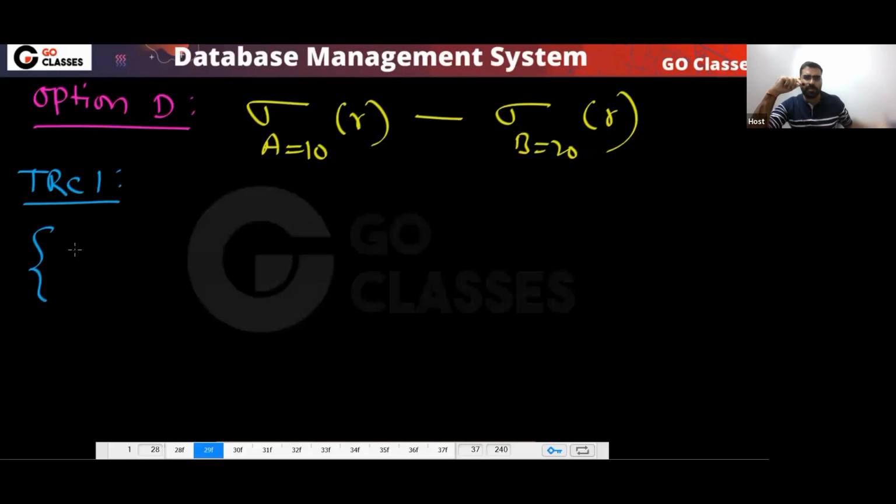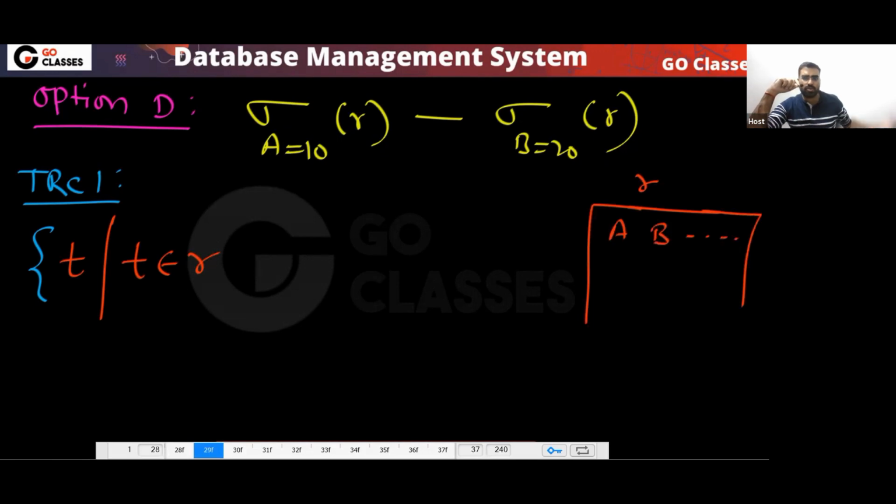Where will you take the tuple? You will take the tuple in R, yes or no? T belonging to R. So in this relation R there is A, there is B, and so on. You must take a tuple variable T which belongs to R. And when should I put this tuple in the output?